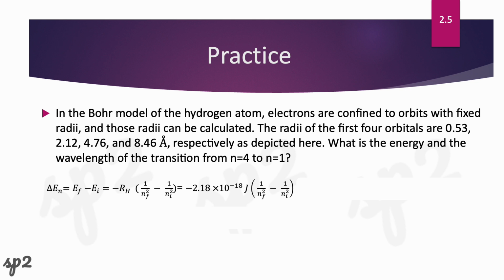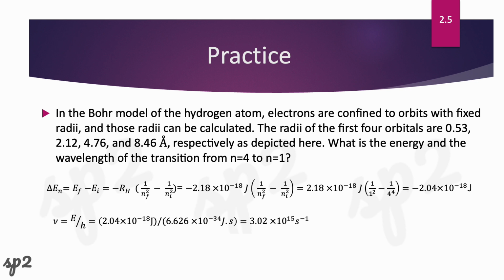I'm going to replace my R_H, which is my Rydberg constant, here. My final n is going to be 1, and your initial n is going to be 4. Just plug in the values, grab your calculator, and you can calculate this energy. So we've got the energy. The next step is calculating the frequency. I need to divide my energy by h, Planck's constant, and that gives me my frequency. Lastly, you can use the speed of light over your frequency to calculate your wavelength.